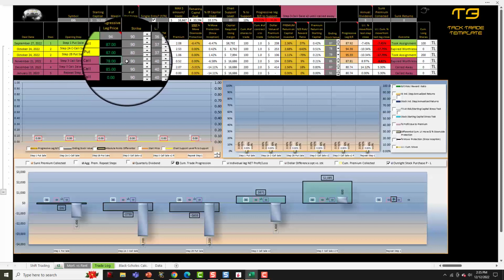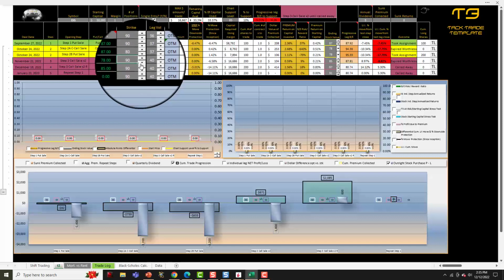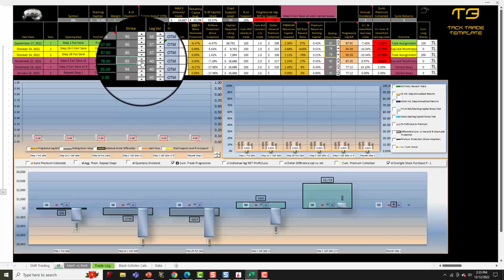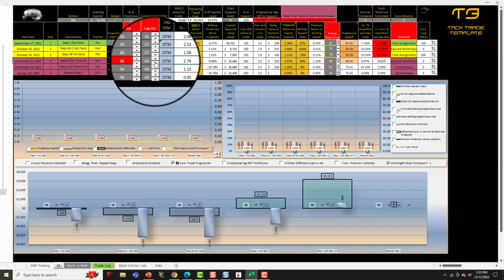So 78 is the carry forward price. Let's go ahead and sell a reasonable strike. Let's just change that here. We could sell perhaps the 80 and get a nice generous premium of 2.79. I'm going to correct the volatility. I'll drop it to 39.